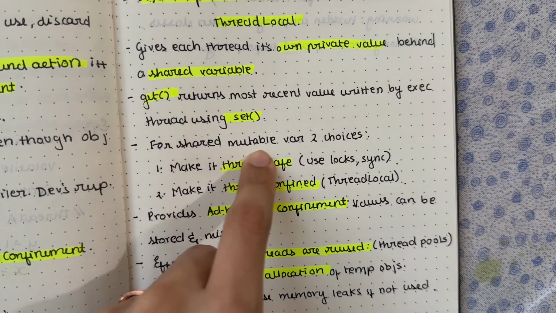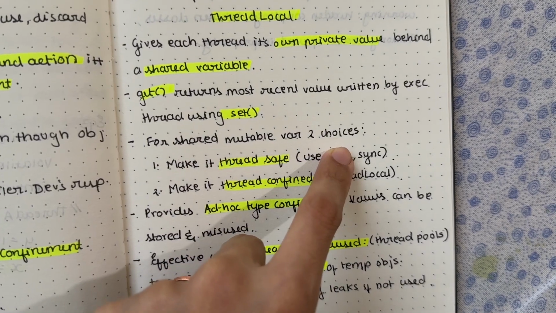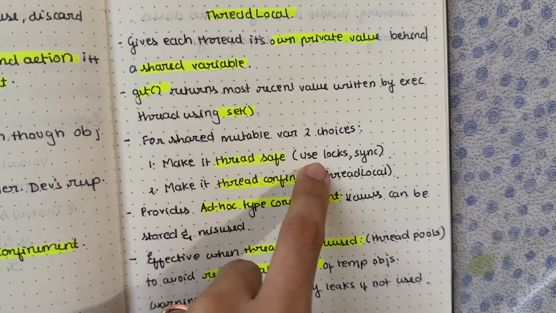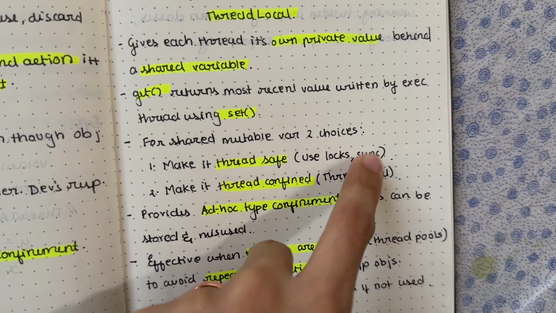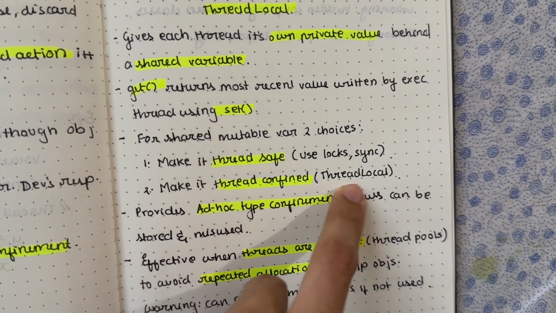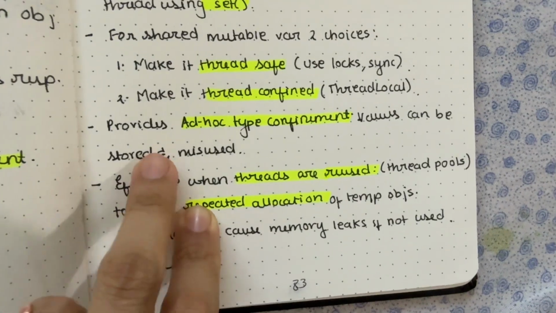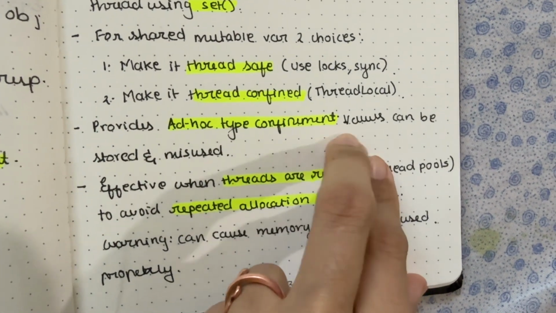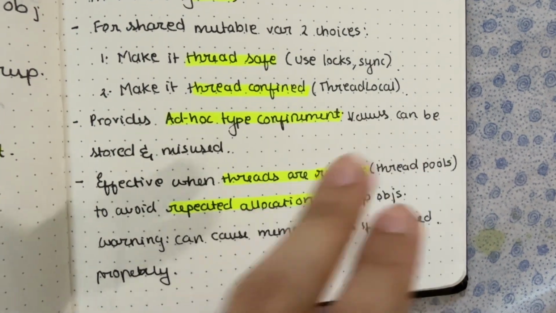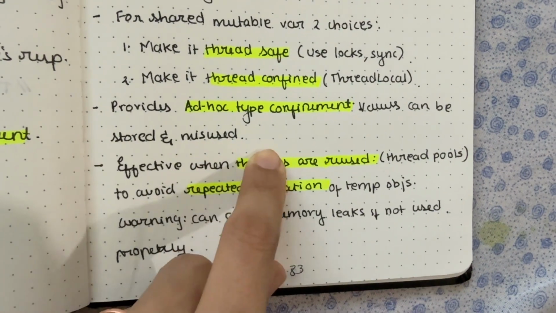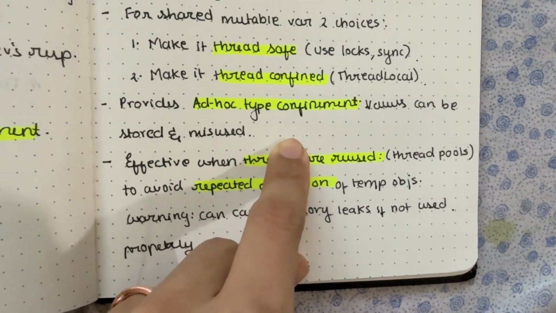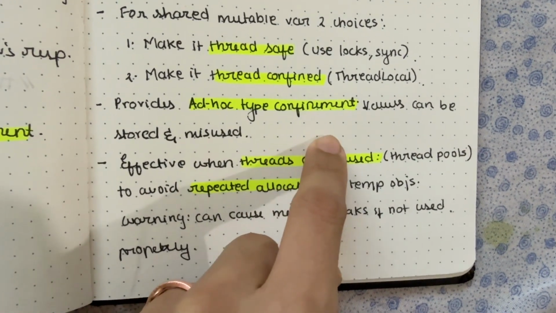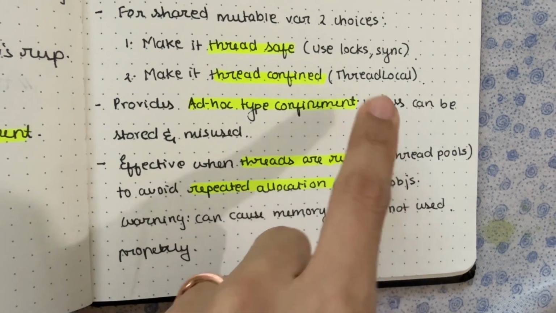So when we have shared mutable variables, we have two choices. Make it thread safe by using locks for synchronization, or make it thread confined by using ThreadLocal. ThreadLocal provides an ad hoc type of thread confinement. That is because values can be fetched from it, stored, and misused by other threads. So it is not regulated by the JVM but by the programmer's discipline.